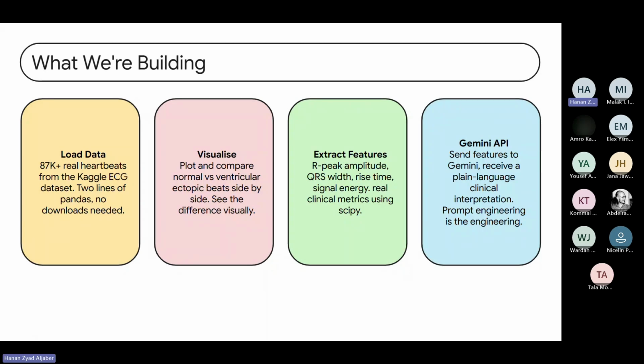The data we're using is real, and it's called the ECG heartbeat categorization dataset. It's free on Kaggle, and it contains 87K heartbeats from real patients, annotated by cardiologists. So the data we're using is not made up, it's actual data from real people. Then we will load the data, visualize it, and extract clinical features from it using signal processing. Then we will use the Gemini layer. We will use its model to reason about those features the same way a physician would. And the good thing is that everything will be running on Google Colab. It's free and there's no installation or setup needed.